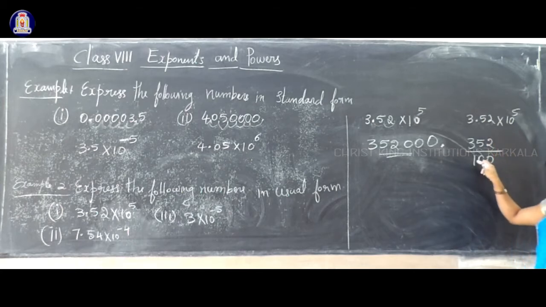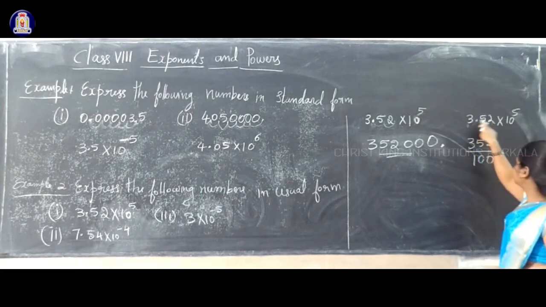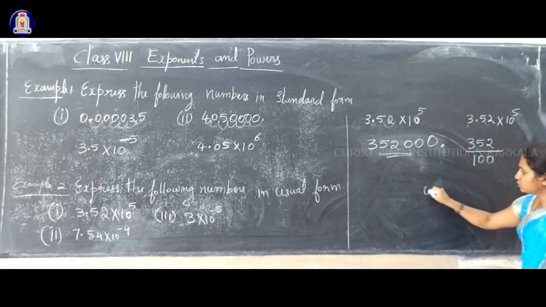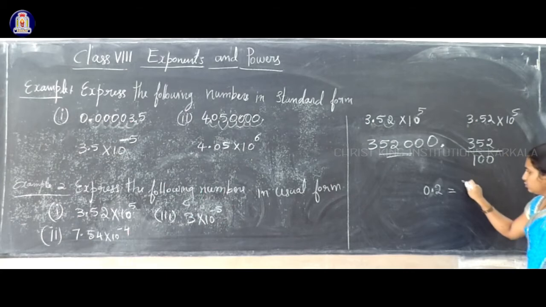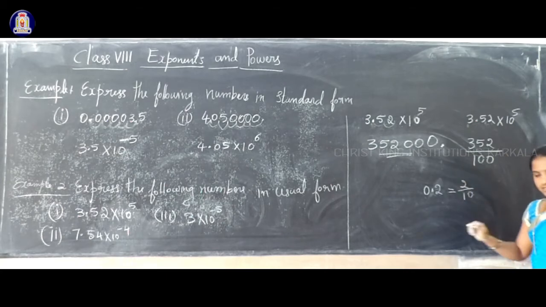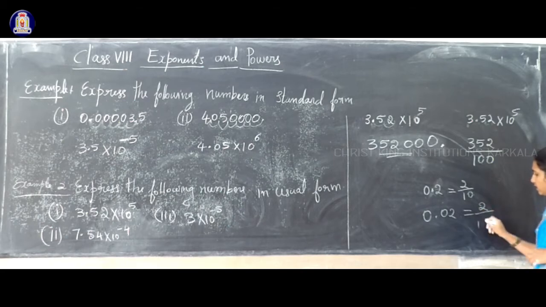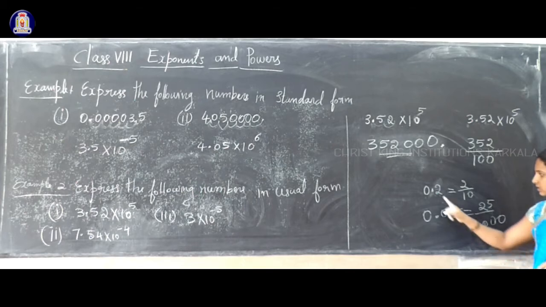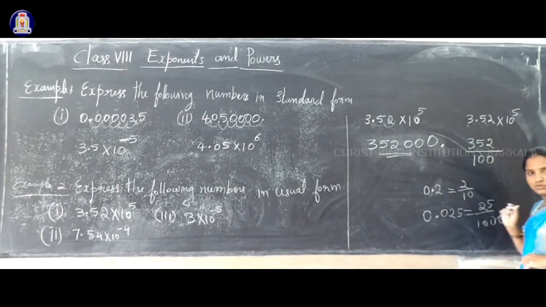So this you are learning in 7th standard, isn't it? 352 by 100. How will we write 0.2? That will be written as 2 by 10, right? 0.02, that is 2 by 100. Clear? 0.25 means 25 by 1000. Why? Because after the decimal point there are 3 digits. Here after the decimal point there is 1 digit, so we will write 2 by 10, 25 by 1000, like this.